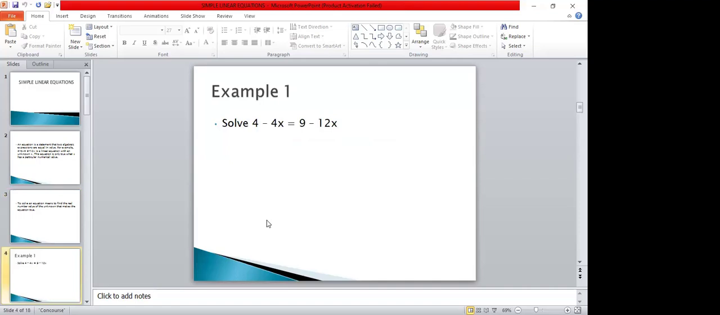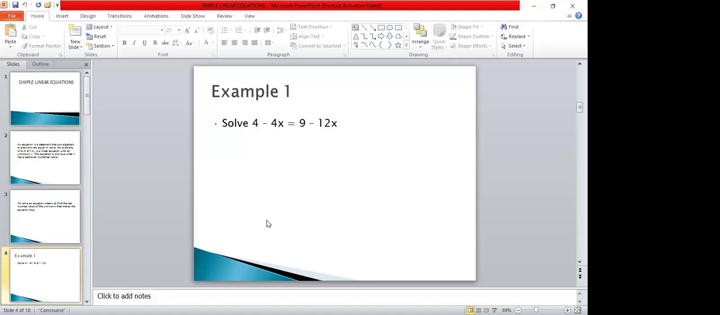Now let's look at this example. Write down this example quickly. Good. Now, can you read out this example? Read it out quickly. An equation is a statement that two algebraic expressions are equal in value. 4 minus 4x equals 9 plus 12x is a linear equation. Exactly.